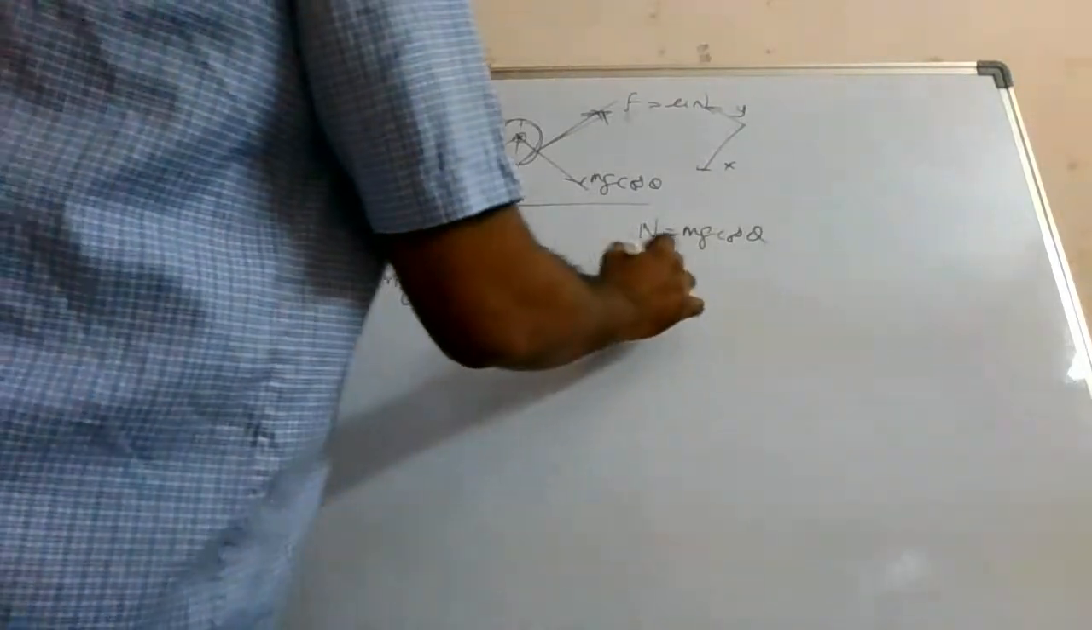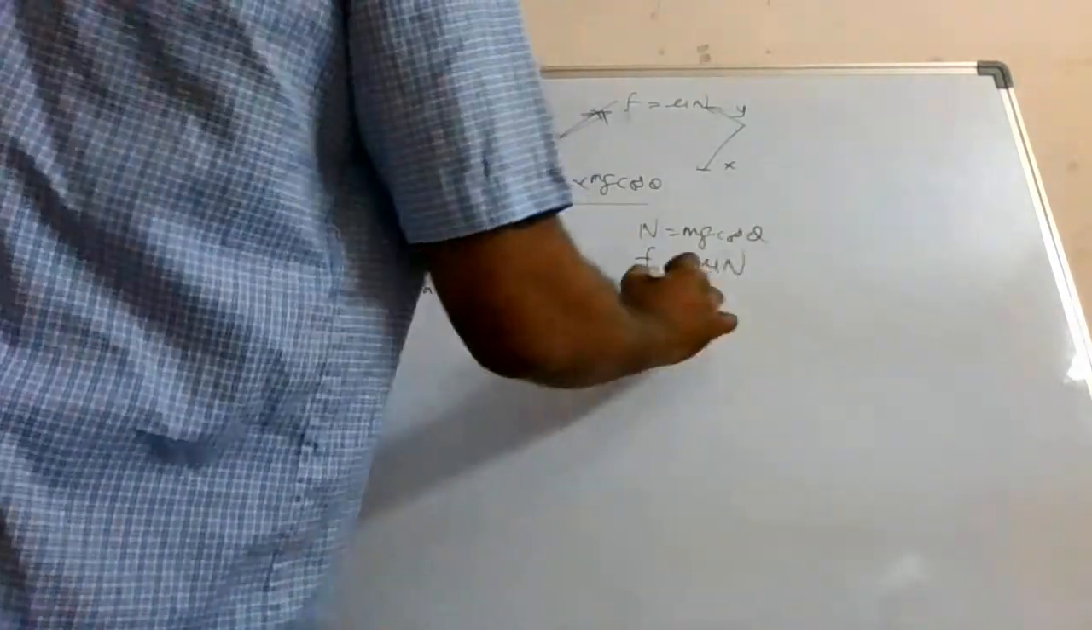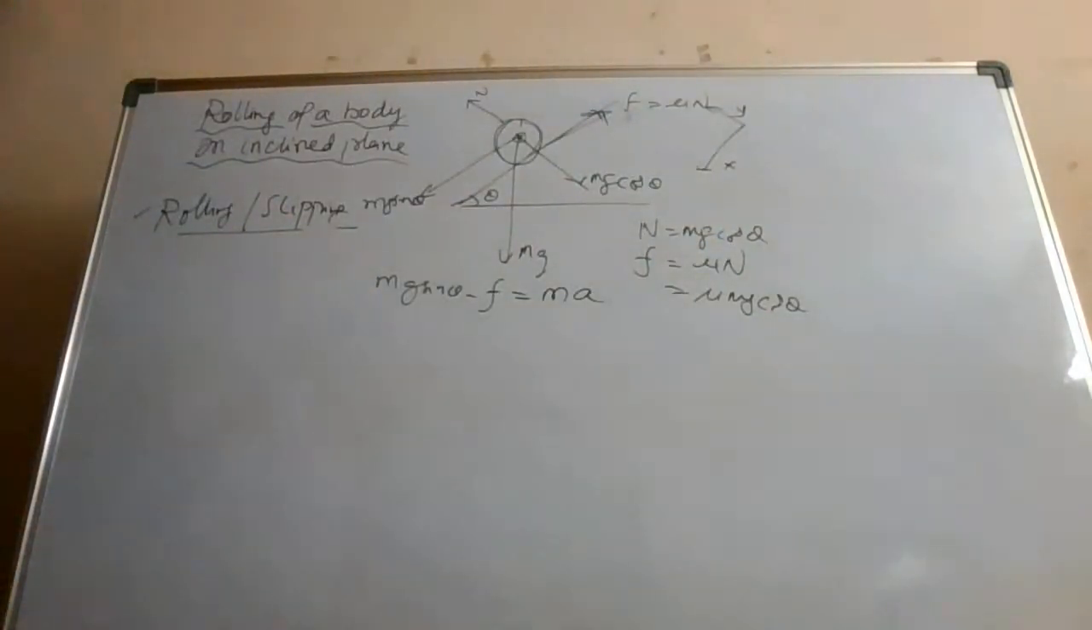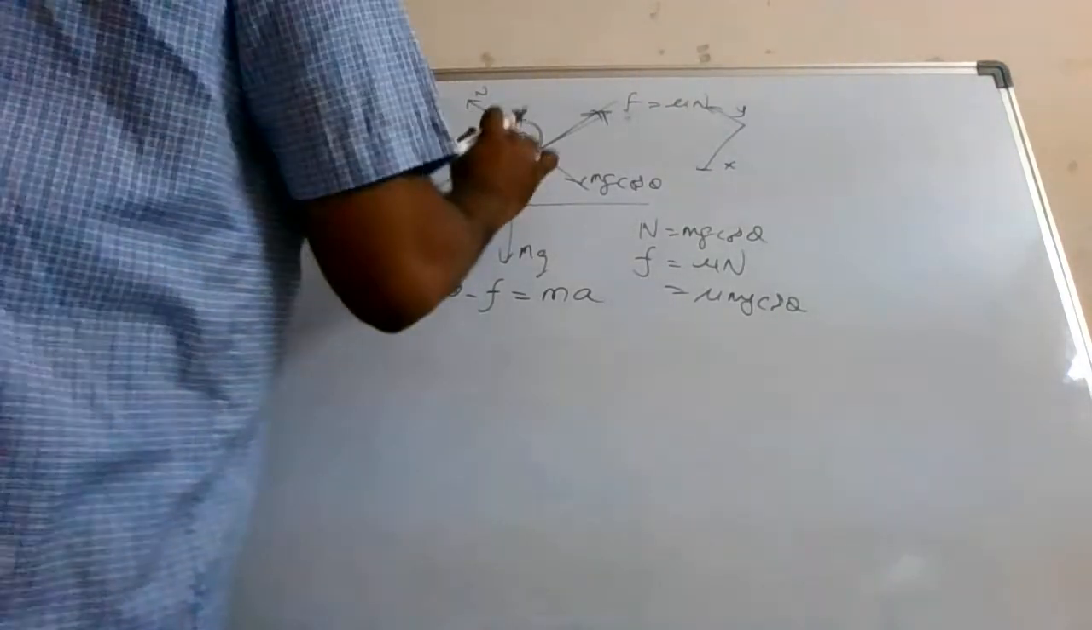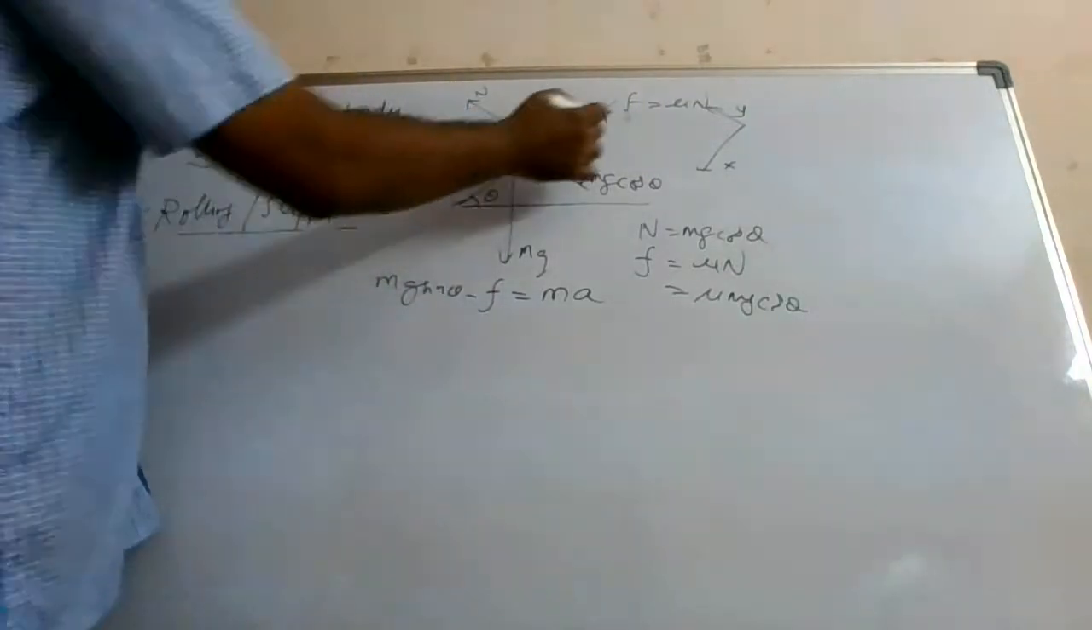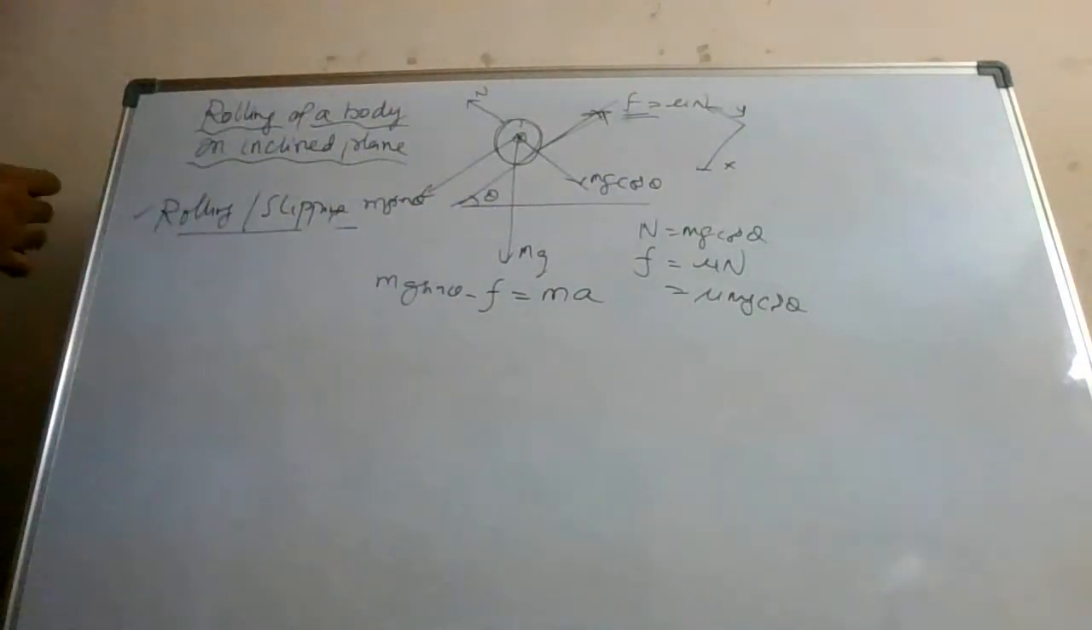So you know that F is equal to mu times N. So you can write mu mg cos theta. Right? So you can frame it over here. Now if the body has to roll, there must be a torque. So let us see who is creating a torque here. The torque is created by the frictional force.